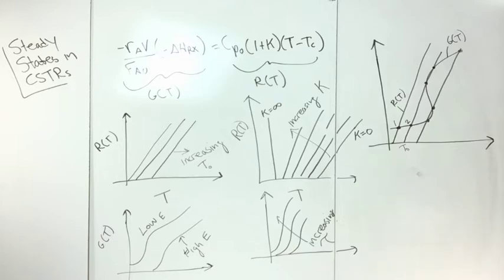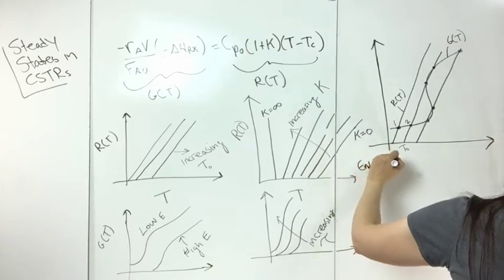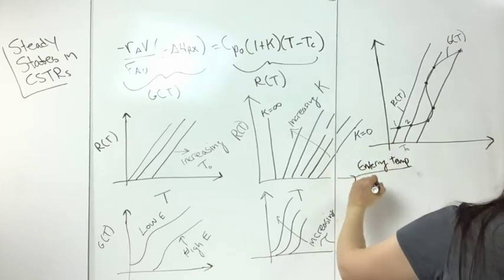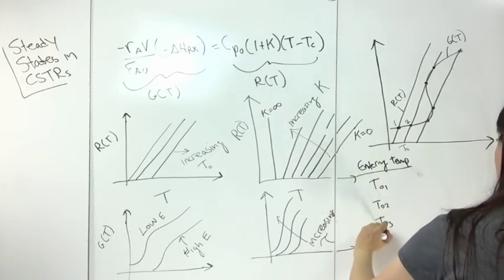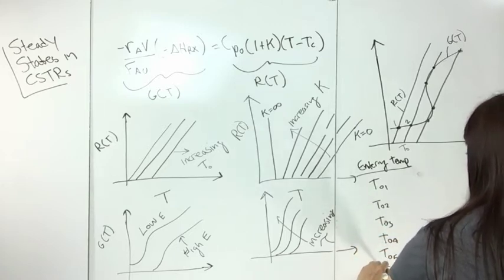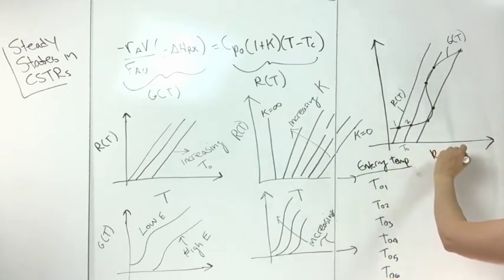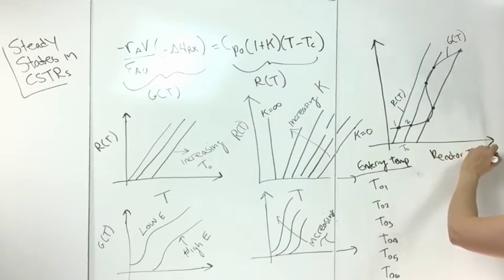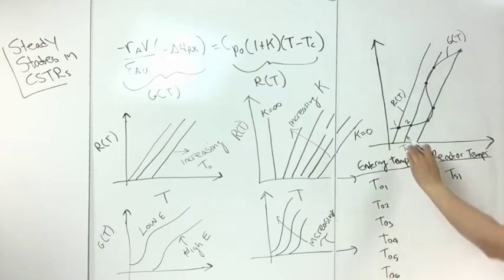So then you can look at these steady states. Let's say these are your entering temperatures: T01, T02, T03, T04, T05, and T06. And then these are your reactor temperatures for each entering temperature. So for T01, maybe there's only one possible temperature that the reactor can operate at.